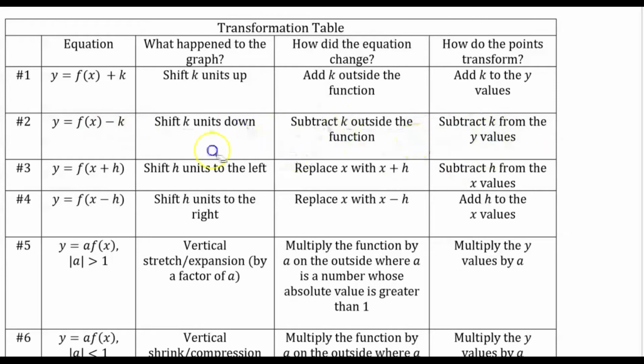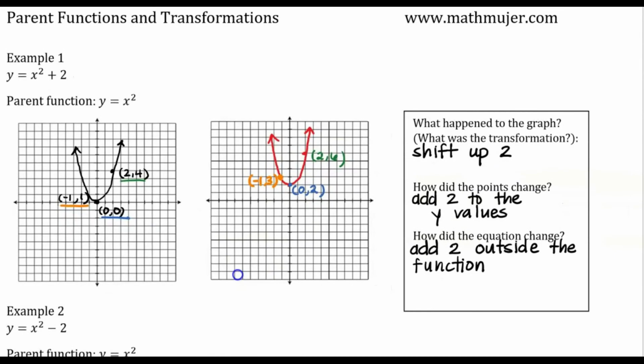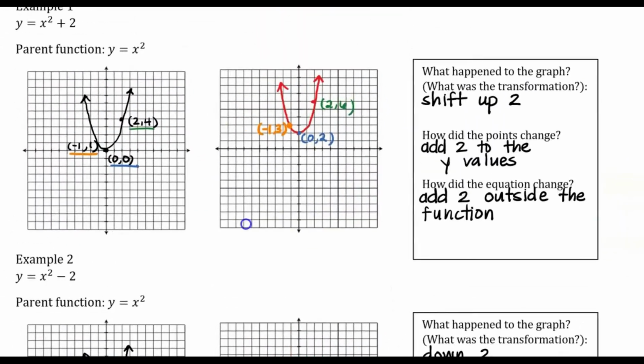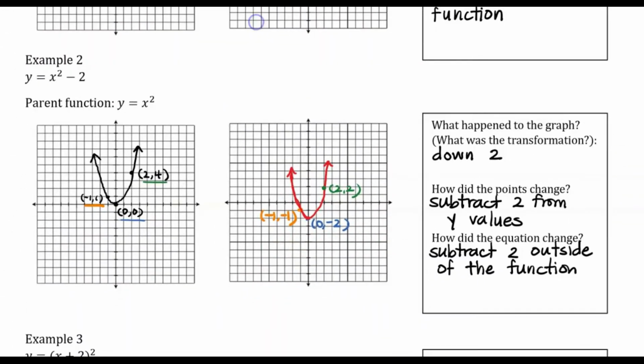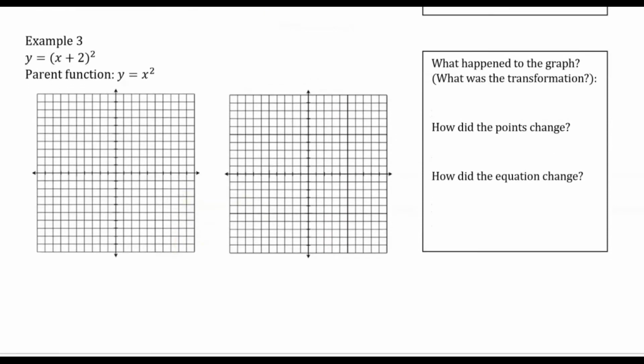Now let's go take a look at example 3. So far in examples 1 and 2, both of those transformations happened vertically, and they happened outside the function. Here in example 3, that plus 2 is happening inside the function. I'll go ahead and sketch the original parent graph. So there's the graph of our original parent function, y is equal to x squared. If we were to look at the graph of the new equation, x plus 2 squared, we would see something that looks like this.